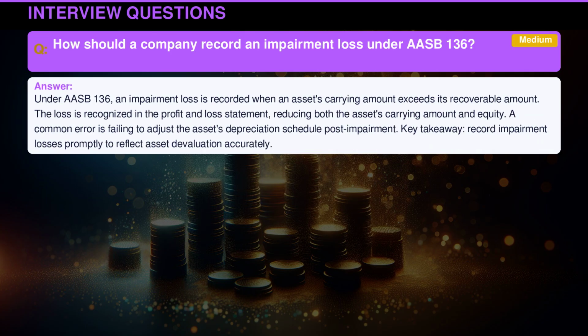Under AASB 136, an impairment loss is recorded when an asset's carrying amount exceeds its recoverable amount. The loss is recognized in the profit and loss statement, reducing both the asset's carrying amount and equity. A common error is failing to adjust the asset's depreciation schedule post-impairment. Key takeaway: record impairment losses promptly to reflect asset devaluation accurately.